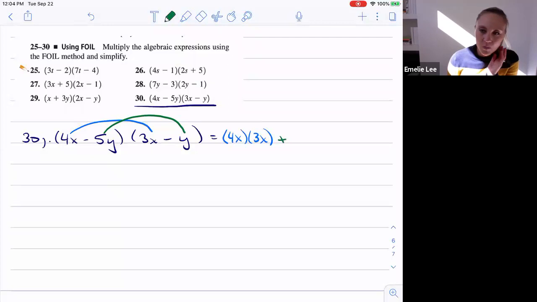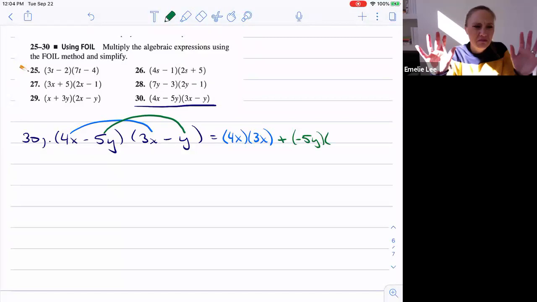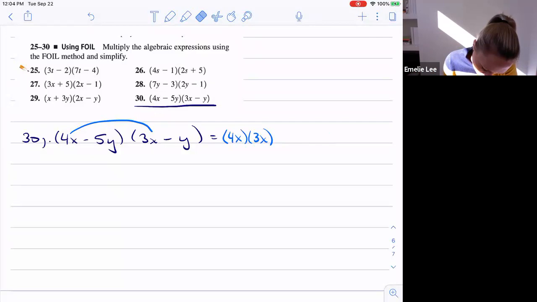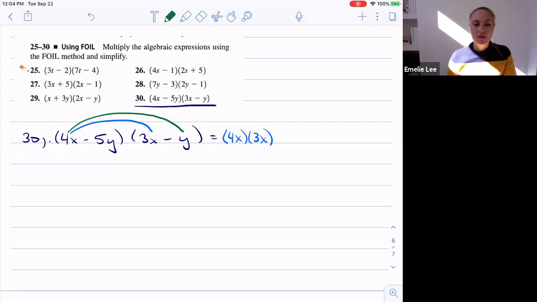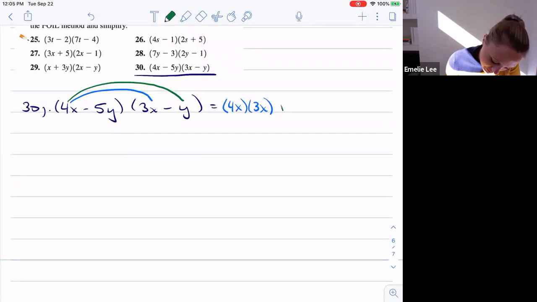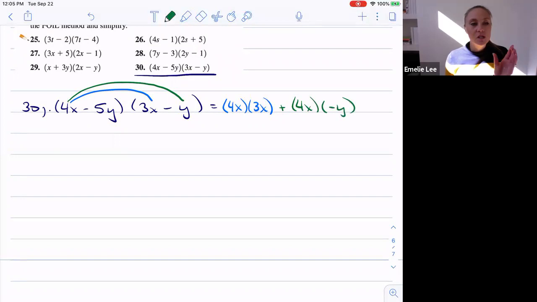So I've got plus negative 5y times, oh, what am I doing? Sorry guys, pretend that didn't happen quite yet. I don't know why I did that. Bet you some of you were confused there. That isn't very methodical, is it? Okay, plus 4x times negative y, making sure you keep that negative on the y.